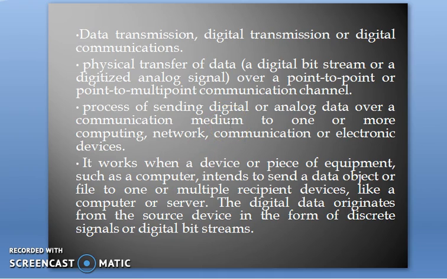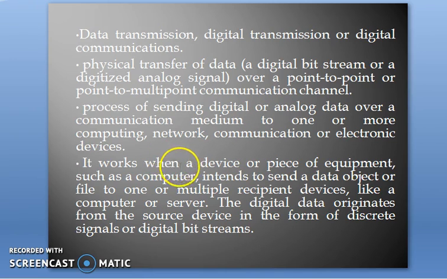Data transmission is also called digital transmission or digital communication, and by data transmission we mean the physical transfer of data. That is, the data is transmitted from one computer to another over a point-to-point or a point-to-multi-point communication channel. And this data may be a digital bit stream or a digitized analog signal. The process of sending digital or analog data over a communication medium to one or more computing, network, communication or electronic devices is called data transmission.